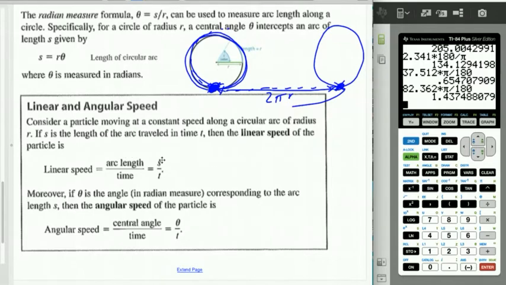So if you want the linear speed, you want how long it takes to make that distance, that arc length, in a certain amount of time. That would be the linear speed of something on the edge of the circle traveling.